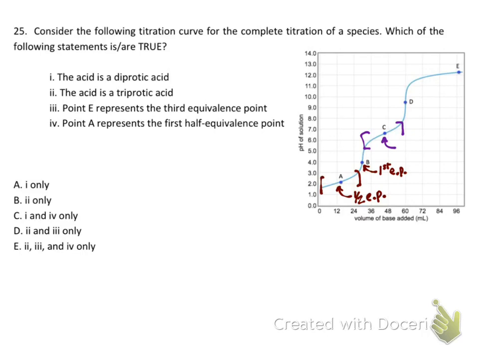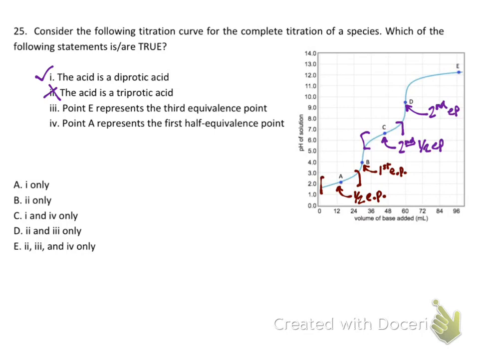Whoa, cool. This is our second half equivalence point. Then we hit another spike. There's our second equivalence point. And then at this point, we're just adding in a ton of hydroxides, and the pH just ends up being really basic. So this is a diprotic acid. There are two equivalence points, which means there's 2 protons we can take off. So it must not be a triprotic acid, because it can't be both a diprotic and a triprotic acid.